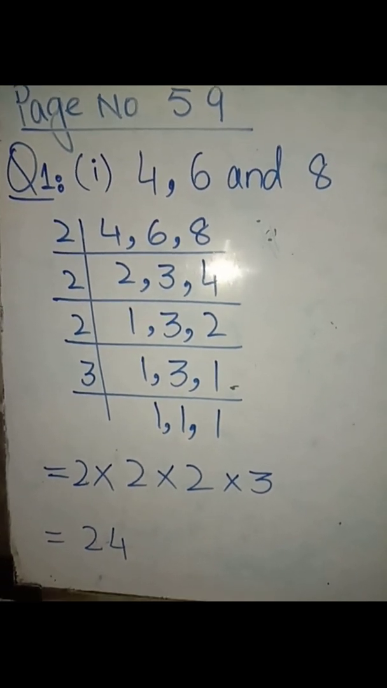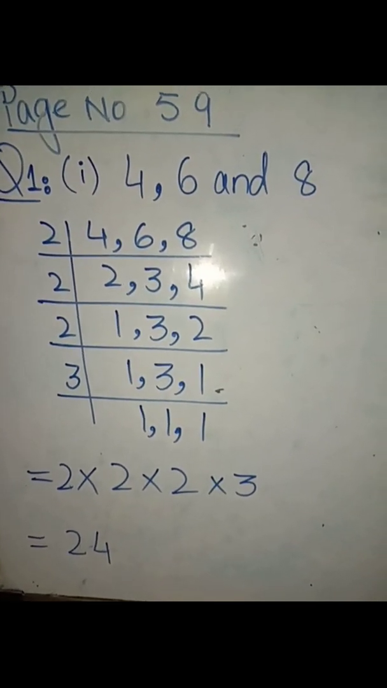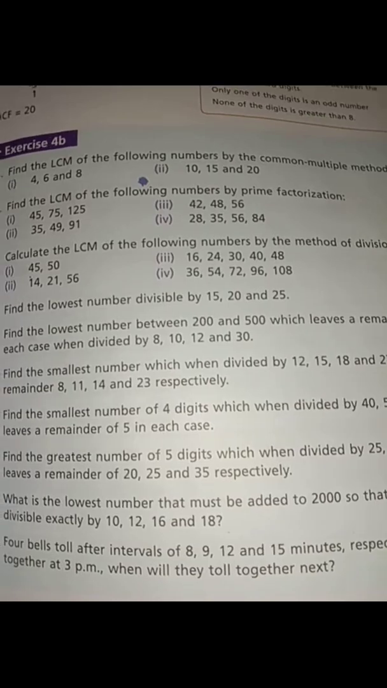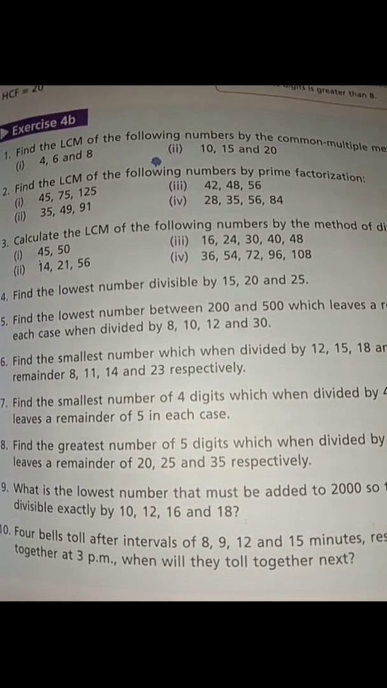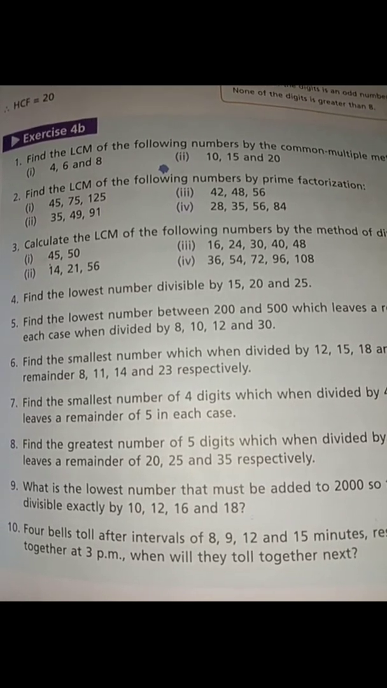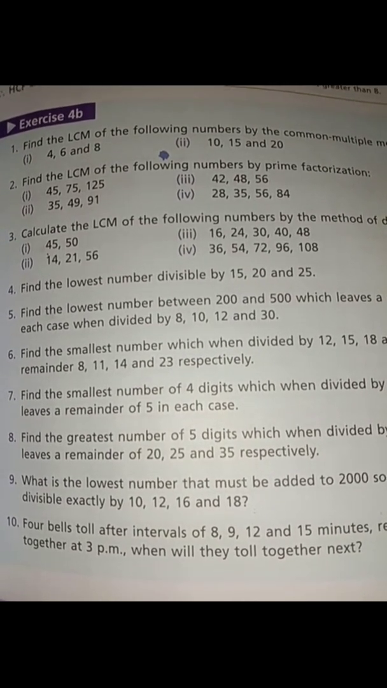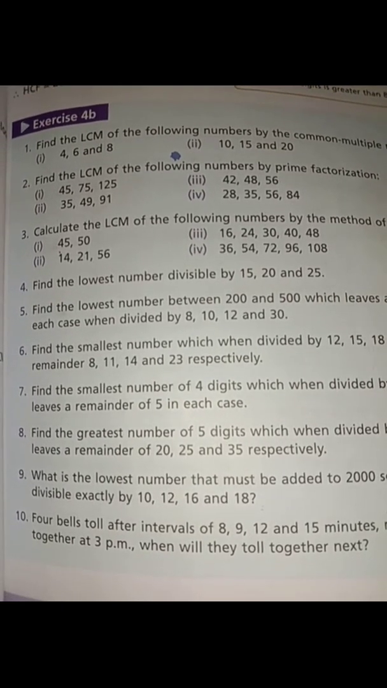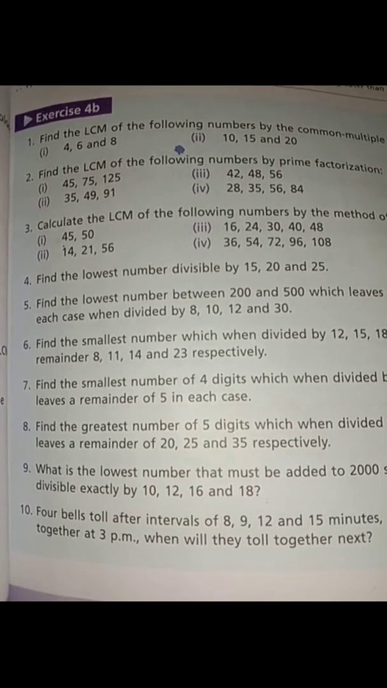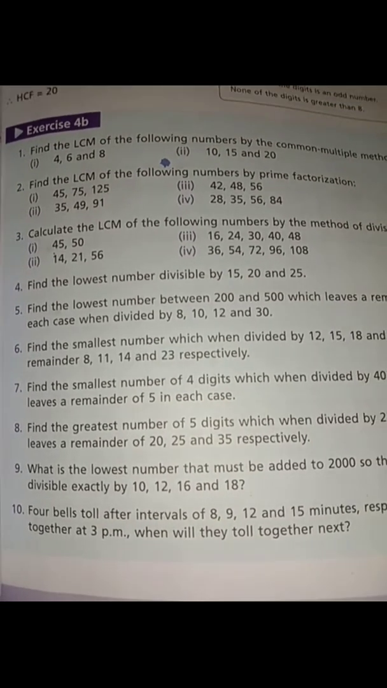Now we have to find the LCM of the following numbers by prime factorization. Moving towards question number 2, what is the method of finding LCM by prime factorization? You have to find the prime factors of all the numbers one by one, then pick out the highest degree of the factor. Understand? Let's have a look.